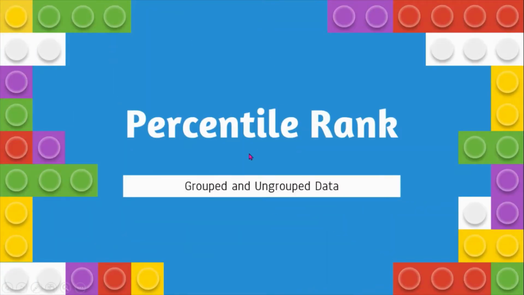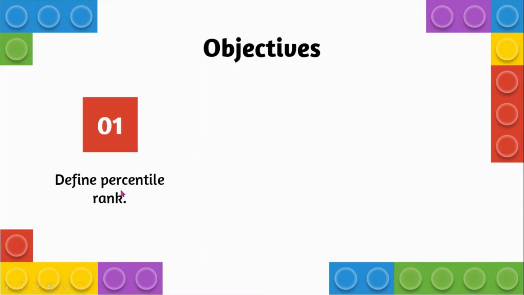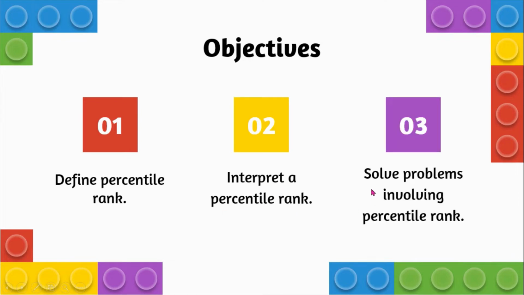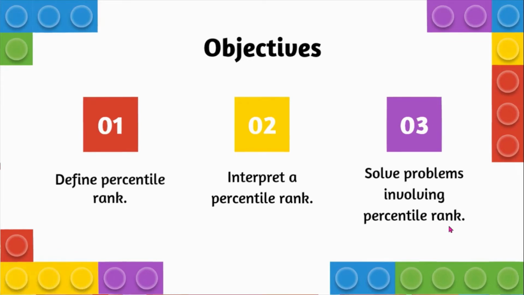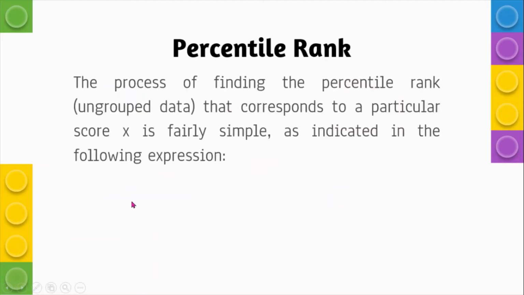So now let us discuss percentile rank of grouped and ungrouped data. For our objectives: number 1, define percentile rank; 2, interpret a percentile rank; and 3, solve problems involving percentile rank. So let's start with the percentile rank of ungrouped data.